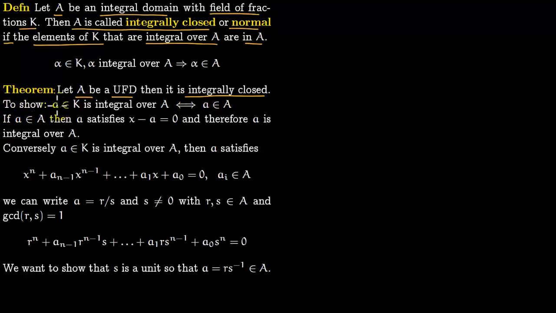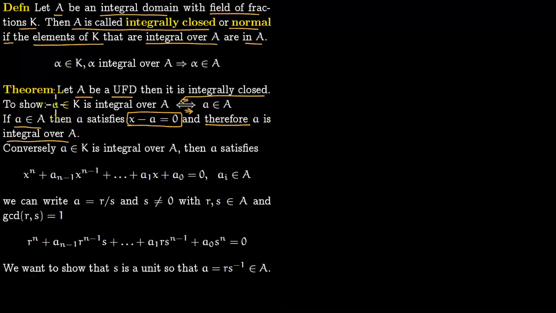What we need to show is this: you pick an element a in the field of fractions K of A, and we have to show that a is integral over A if and only if a lies within A. The first direction is very easy, and we have seen it before. If a lies in A, then a satisfies a monic polynomial x minus a equals 0. Therefore a is integral over A. So any element a in A is obviously integral over A by this equation. Now the opposite direction is what requires the proof.